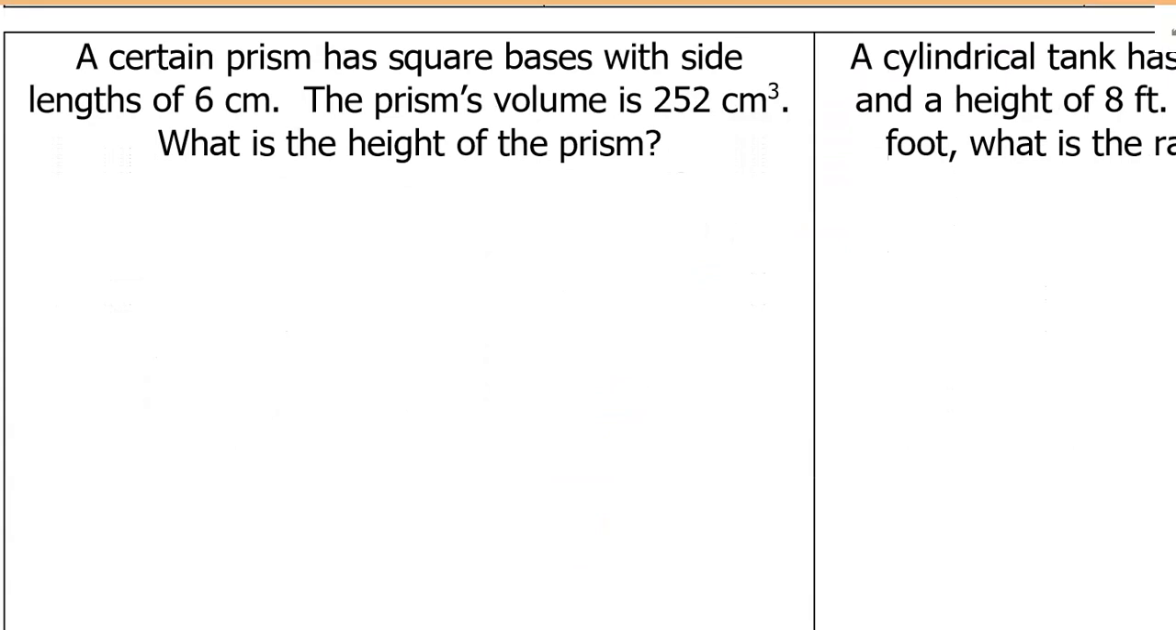Okay. And then we have a couple of examples where we're working backwards. So let's just figure out what this is telling us, and then we'll worry about answering it. A certain prism has square bases. So 2 important things. It's a prism. It has square bases with side lengths of 6 centimeters. The prism's volume is 252 cubic centimeters. What is the height of the prism?